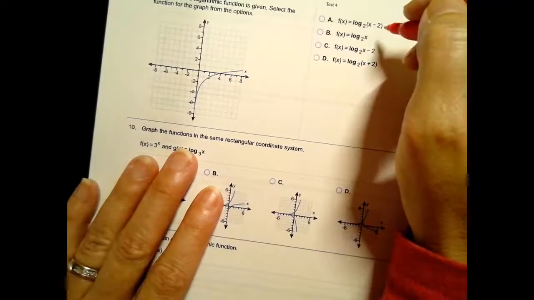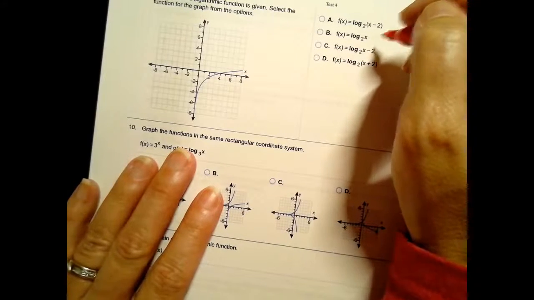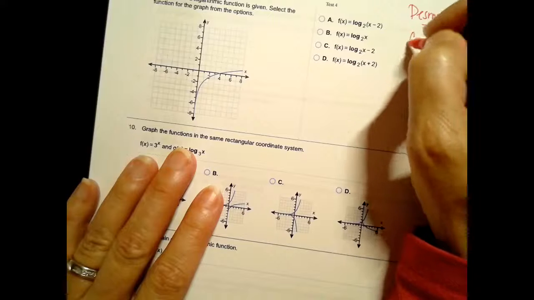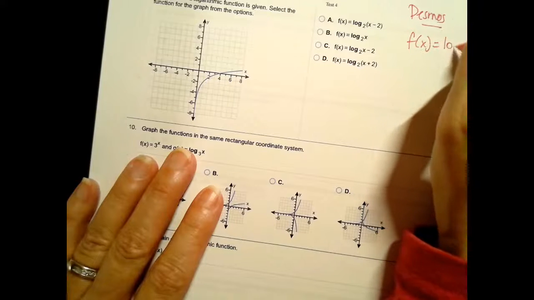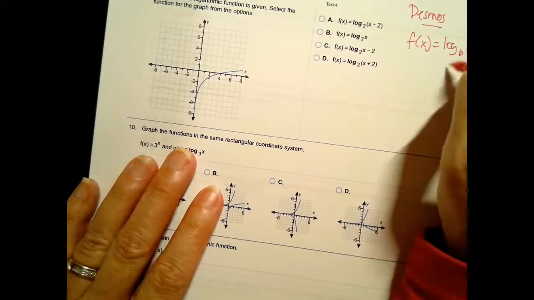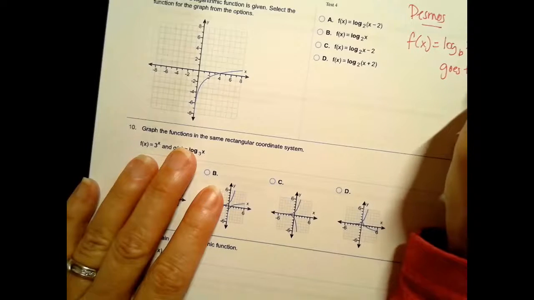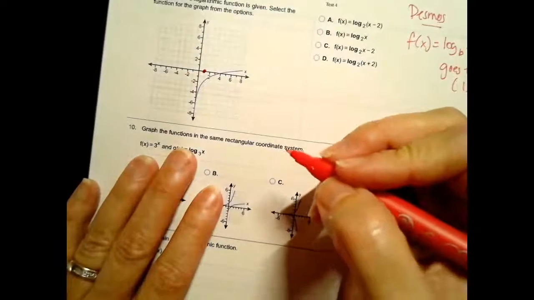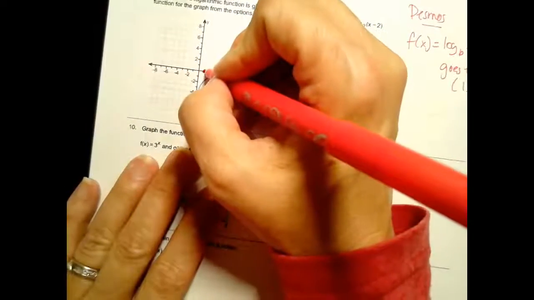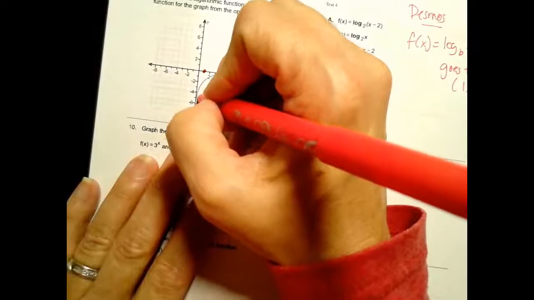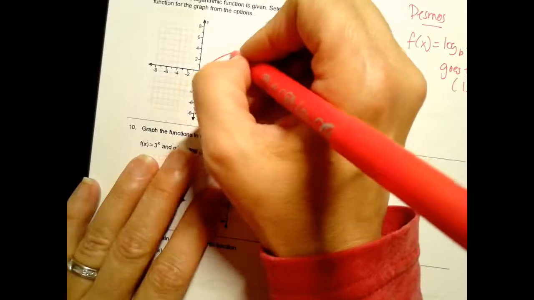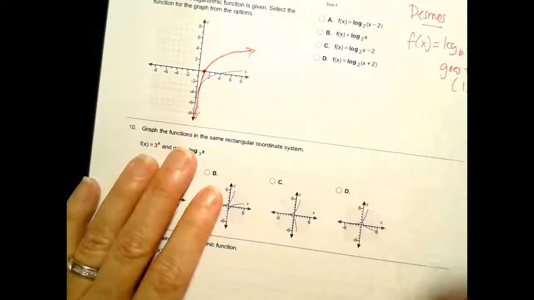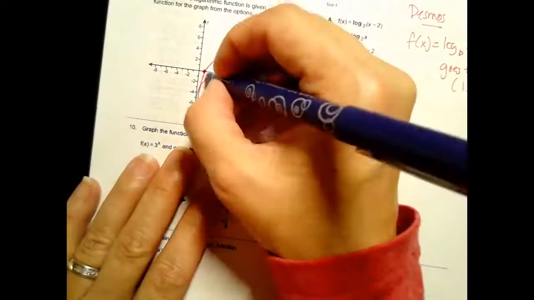Anyway, so we know that the graph of log base b of x goes through 1, 0. So it should go through right there, 1, 0. It would be like this, goes through 1, 0. But that's not what's happening right here, because if you can see, we don't go through 1, 0.